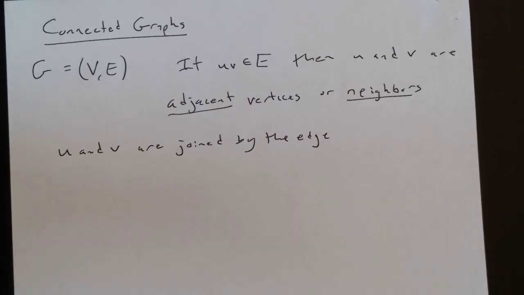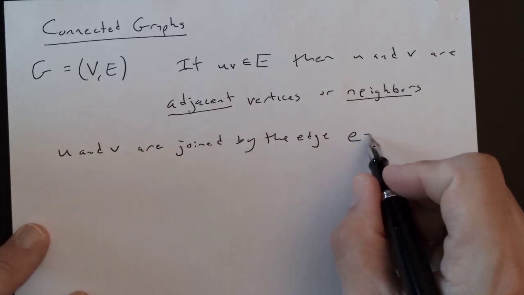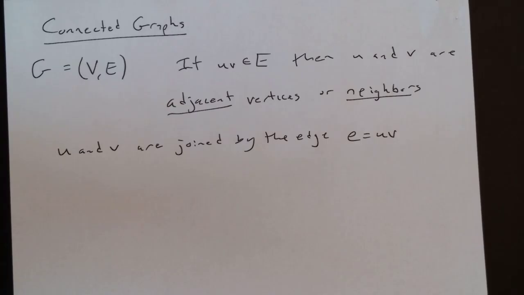Now, sometimes we want to name an edge rather than just look at the two vertices. So I might say, well, this is the edge E. And it happens to connect vertex U to vertex V. So vertices are adjacent through the edge between them. An edge is not adjacent to a vertex. It is actually touching it, right? So we say that it is incident.